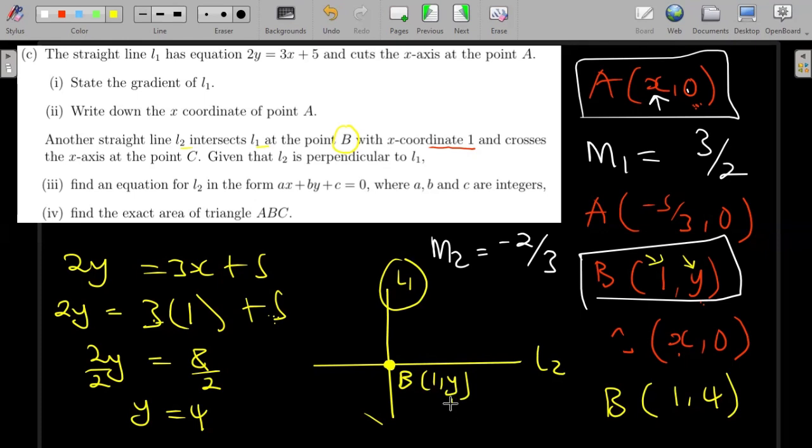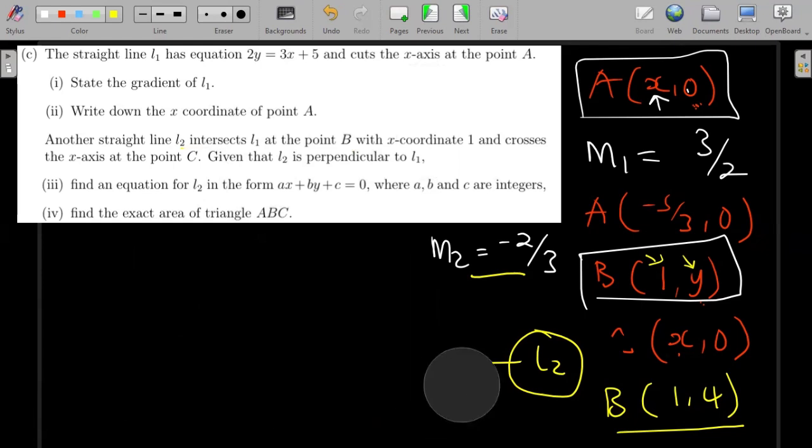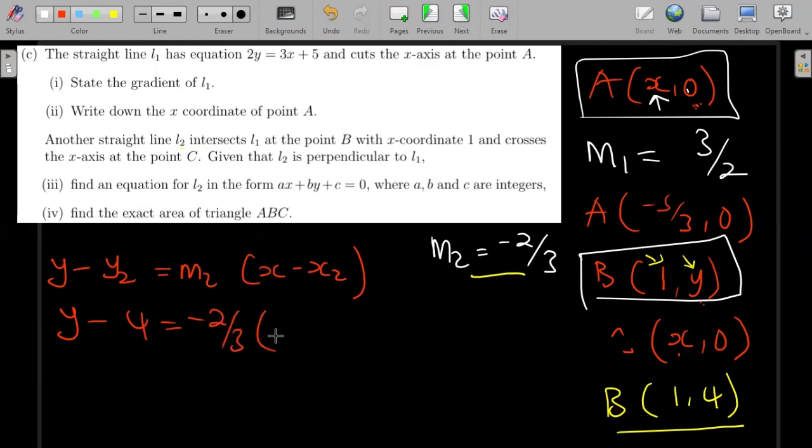After we find the value of y, we can use this point and the gradient of line 2 to find the equation of line 2. That's what we are going to do. So remember the general formula for finding the equation of a straight line: y minus y2 is equal to m2 times x minus x2. So this would be y minus 4, since the y-value is 4, equals the m2 here, minus 2 over 3, and then I have x minus 1.